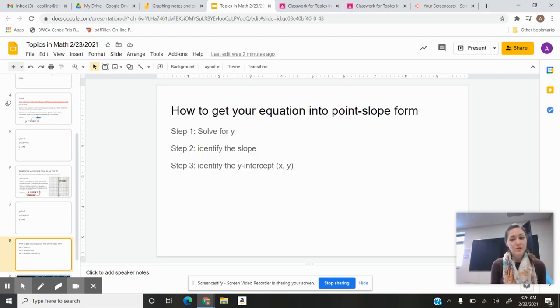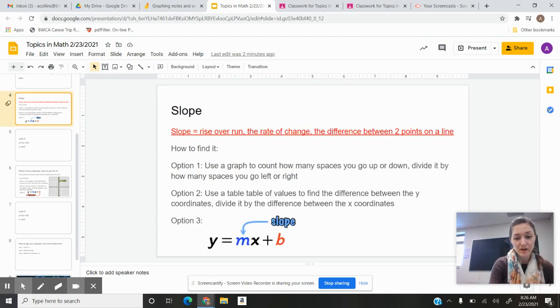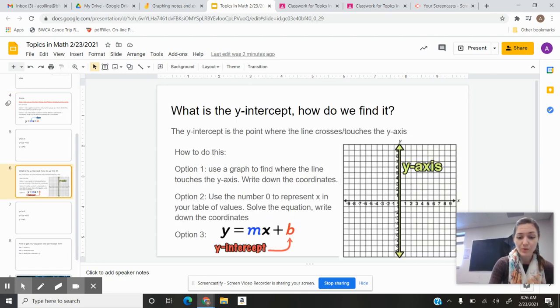Okay, so you might run into a problem, especially on questions 11, 12, 13, and 14, where your equation is not in slope-intercept form. Here's what you need to do. Solve for y, then identify the slope, then identify the y-intercept. Once you solve for y, all you have to do is look for the slope and the y-intercept in the equation. Remember, the slope is just going to be the number in front of the x, and the y-intercept is just going to be the number at the very, very end.